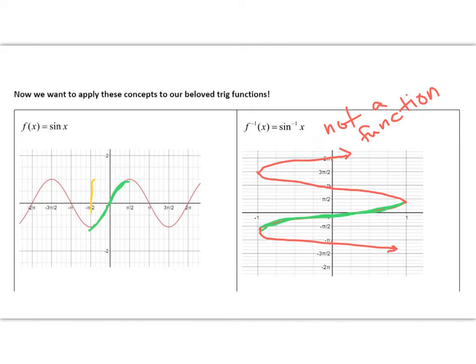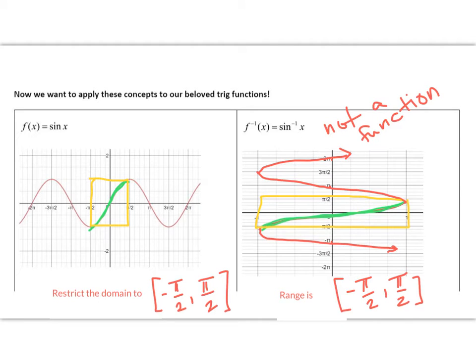So we're basically just taking a snapshot of the original sine graph, and then reflecting it over y equals x gives us the inverse sine graph. So by restricting the domain from negative pi over 2 to pi over 2, we get a range of sine inverse of negative pi over 2 to pi over 2.